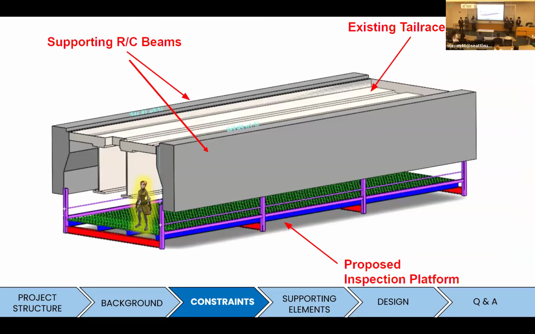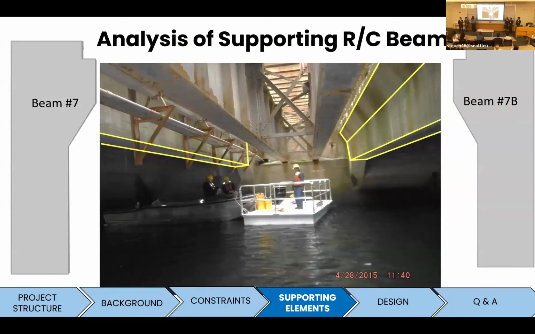In this figure shown here are just the main components for this project, that being the supporting reinforced concrete beams, the existing Tailrace bridge, and finally our proposed inspection platform. In this image shown here, highlighted in yellow, are the 2 reinforced concrete beams. We did an analysis of these beams' capacity and demands so that we could make sure that the platform can anchor safely to those beams and remain reliable.